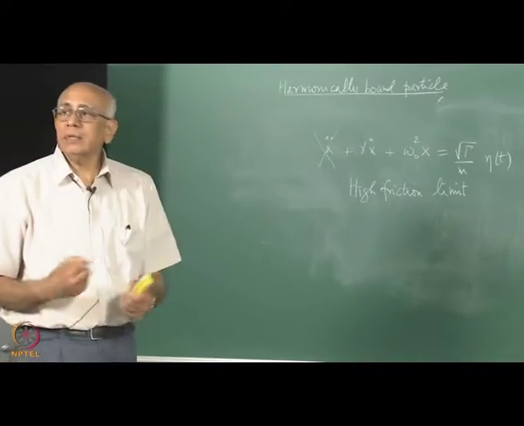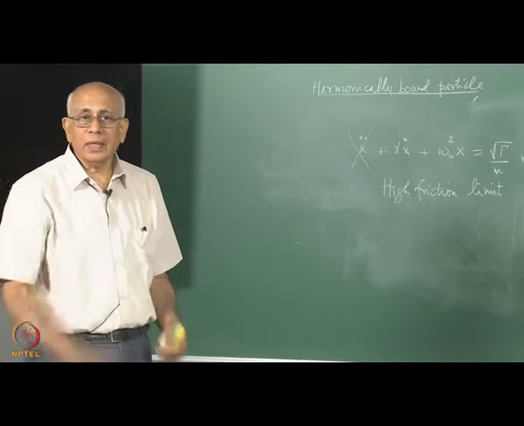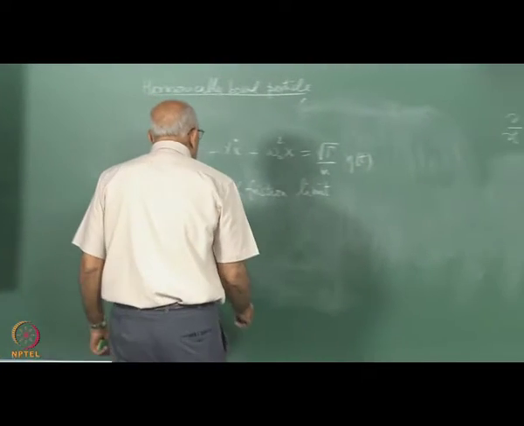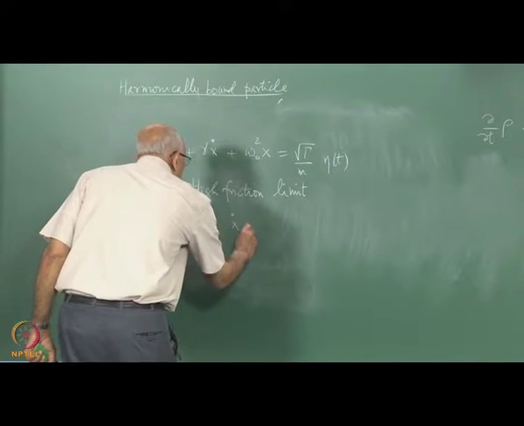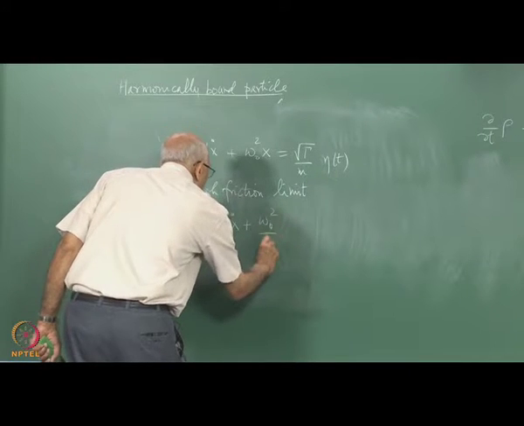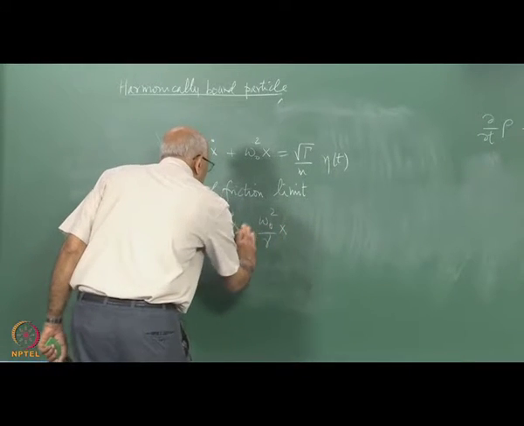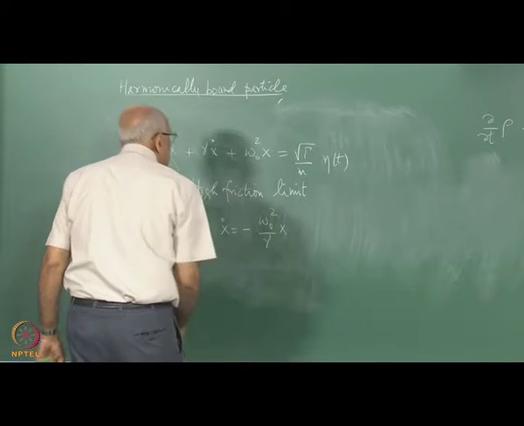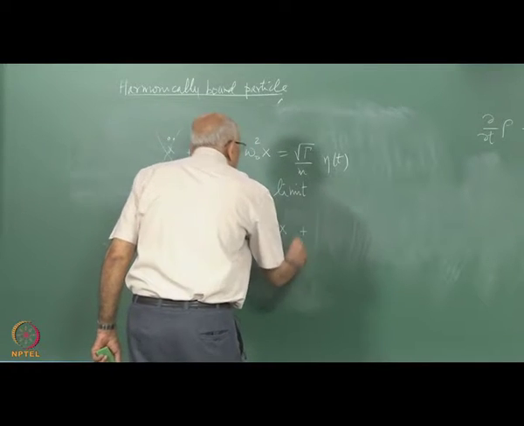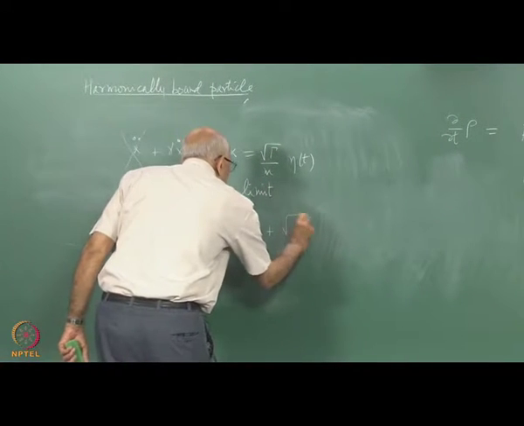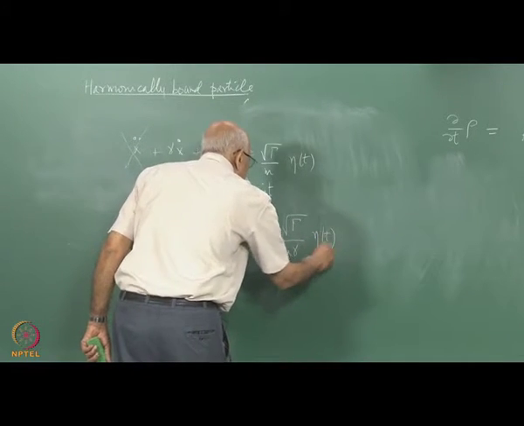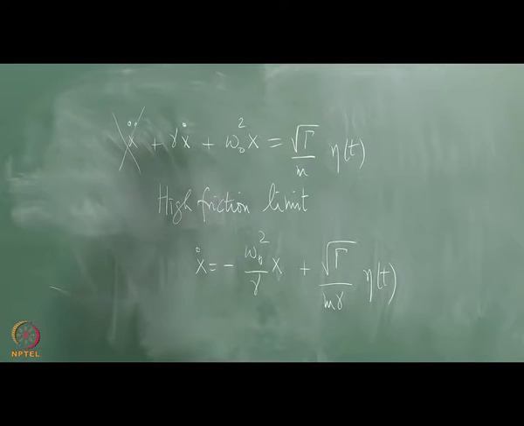And then it becomes a Langevin equation, just like the velocity Langevin equation for a free particle, right? Except a slight difference here. So now you got an equation which says x dot plus omega naught squared over gamma x. Let us put it on the right hand side. So x dot equal to minus this guy plus square root of gamma over m gamma eta of t. That is the Langevin equation for the position in this limit.